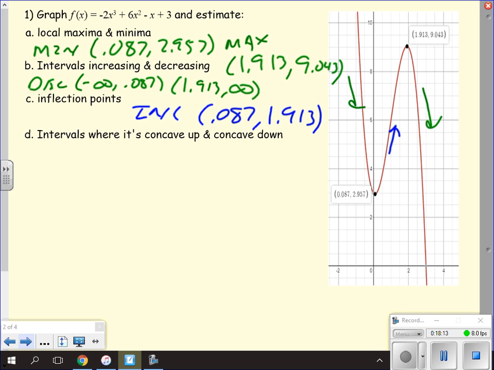Are you going up? No. Are you going down? Not yet. You're right at the top of the roller coaster. So your maximum is neither going up nor going down.